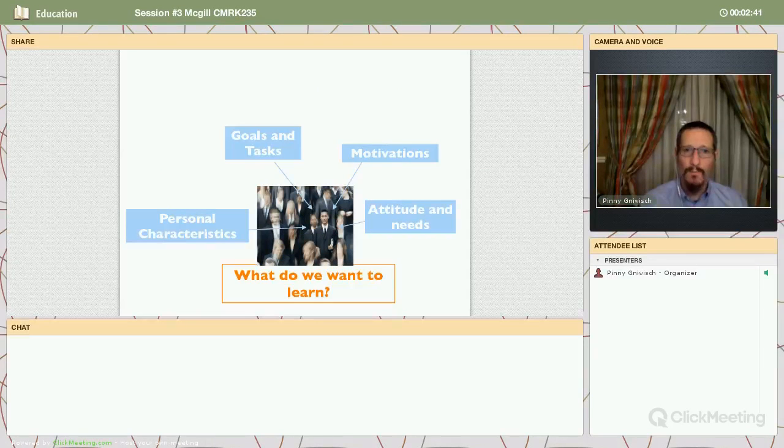So, what do you look for when you want to understand who the customer is? You want to know what their goals and tasks are. You want to know what motivates them. Is it impulse? Is it information? Whatever that is, you need to find out. What attitudes does your consumer have? How does he feel about specific things? Does he care about blood diamonds? And therefore, you need to make it clear on your website that your diamonds are conflict free.